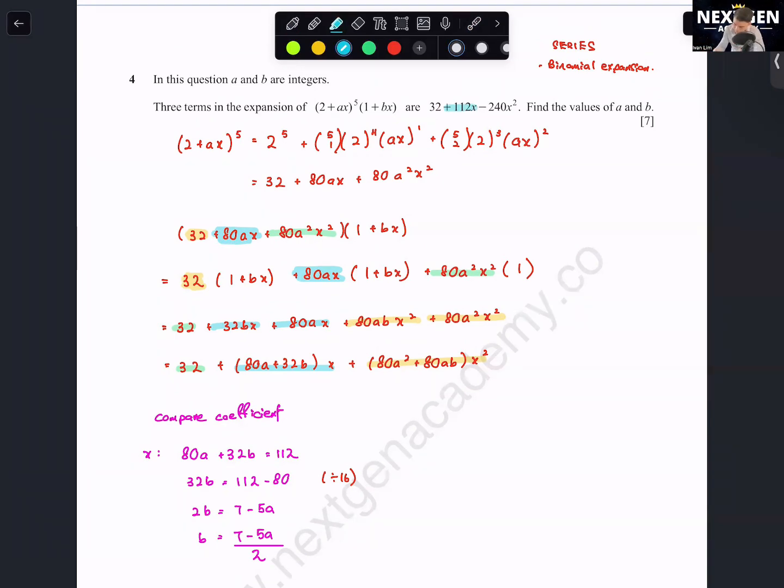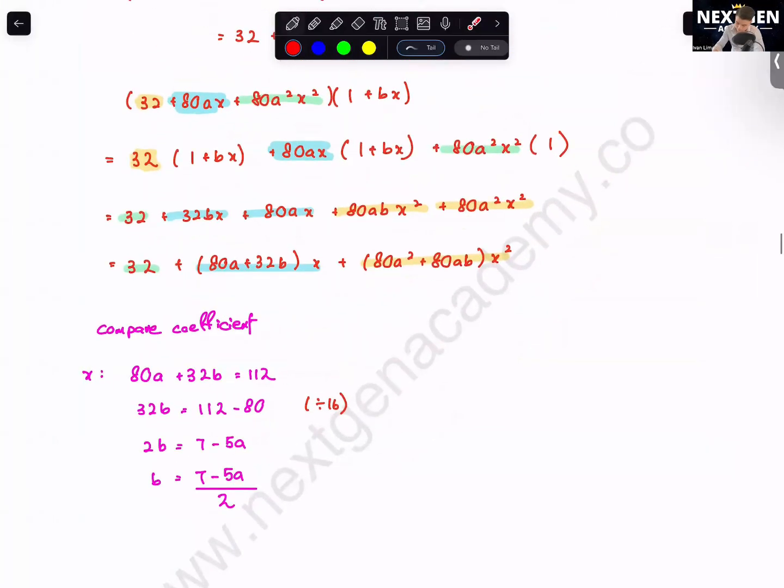Okay, then for the yellow one, your x squared, you will equate it with negative 240. So here, 80a squared plus 80ab equals negative 240. Let's simplify, make it smaller first. I'm going to divide the whole thing by 80. Here we get a squared plus ab equals negative 3.